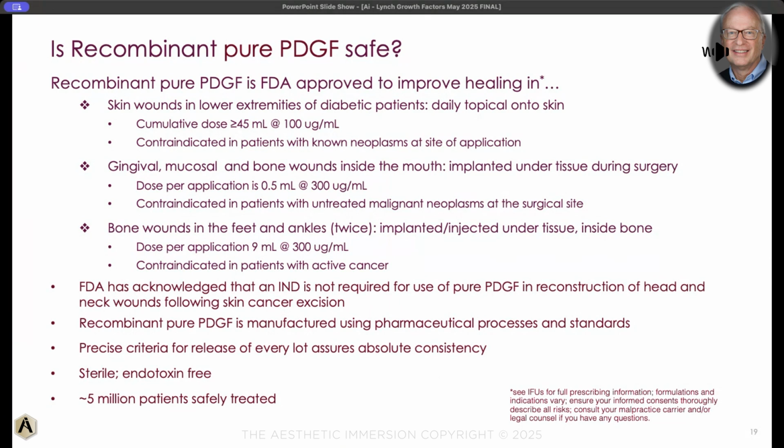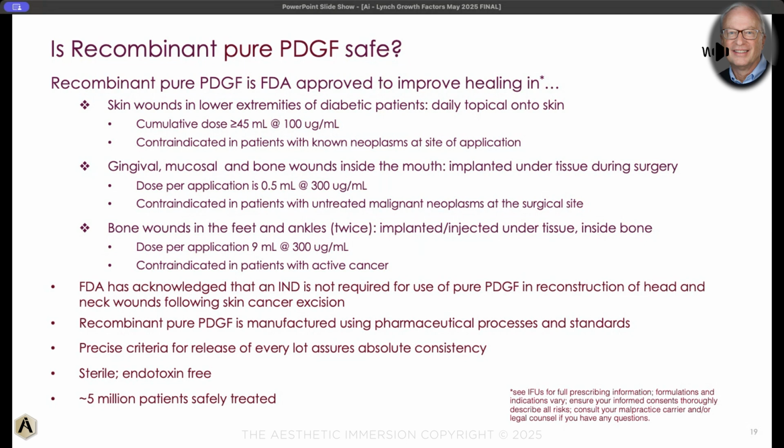And I'm going to come back to the contraindications in just a second, but let me get through the indications here. GEM21, another product, is FDA approved for healing of gingival mucosa and bone wounds in the oral cavity in the mouth, not that far away from where we all work in the face, right? And that is the same half mil syringe that's in Ariessence is in that product. Exactly the same. And then the bone, and then the other indication is improved healing, again, in bone wounds in the foot and ankle. Now, in each case, I've listed here the contraindications.